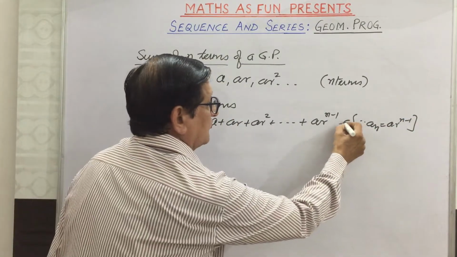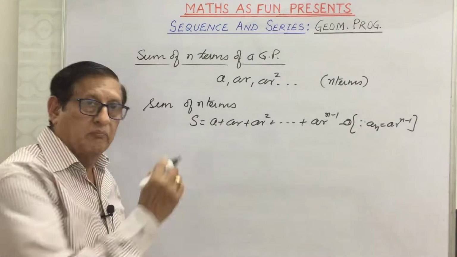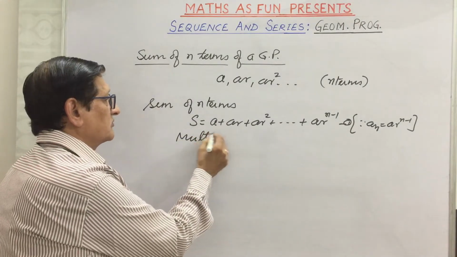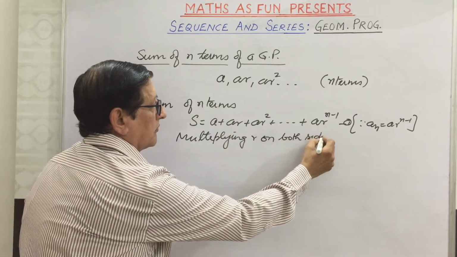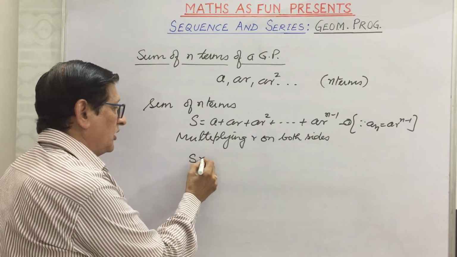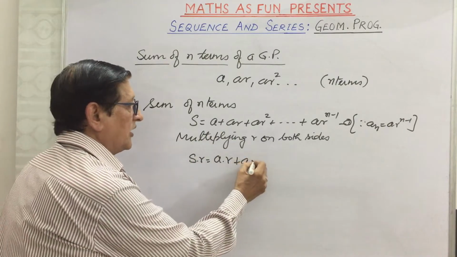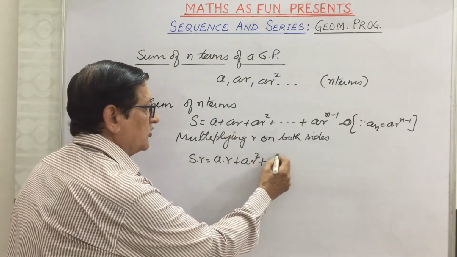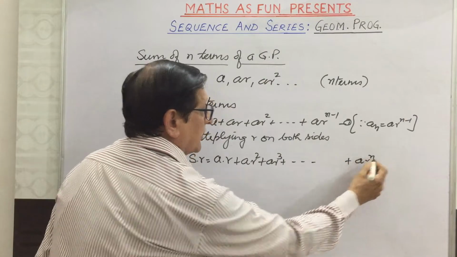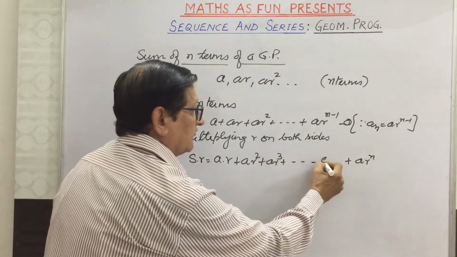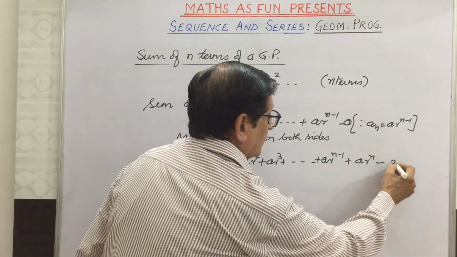This we can write as number 1. Now if we multiply on both sides by R, we get here S into R, and this will be A into R, this will be A into R square, this will be AR cube, and here we find the last term will become AR power n. Before that the term will be AR^(n-1), right? This we can write as second equation.